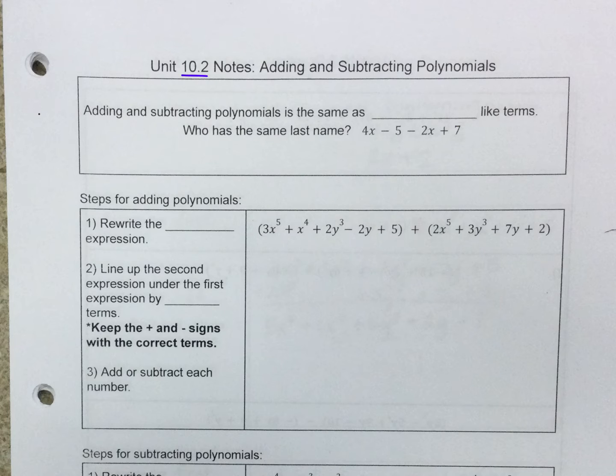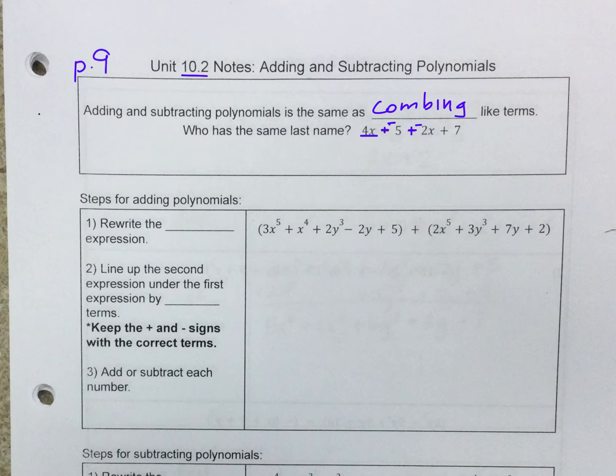These are your 10-2 notes, page 9. Adding and subtracting polynomials is the same as combining like terms. And we did this when we talked about who had the same last name. So first I'm going to go through and make all the minuses plus negative. That's just easier.